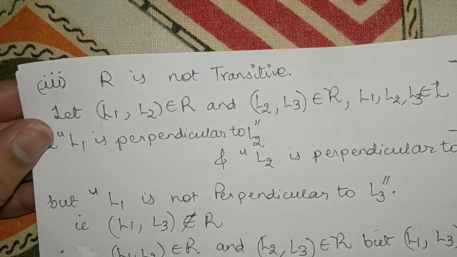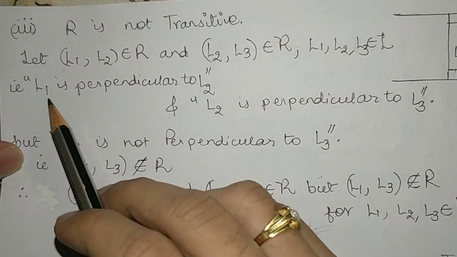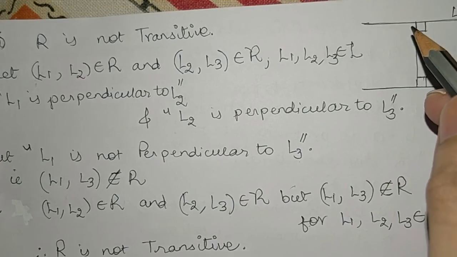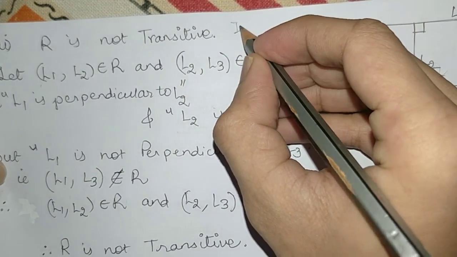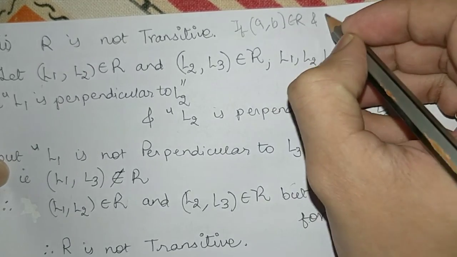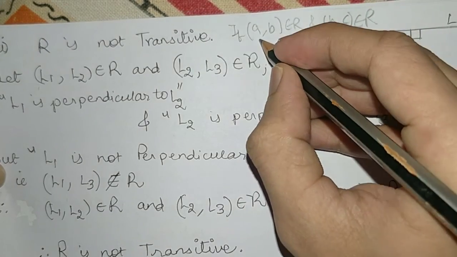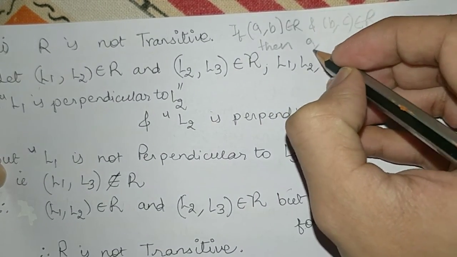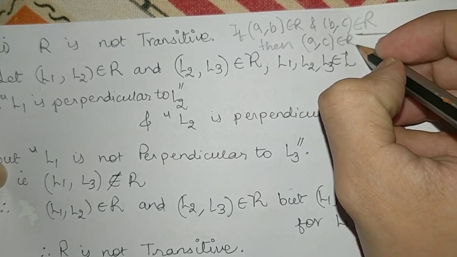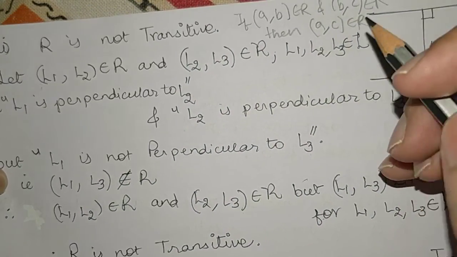Now let us prove that R is not transitive. So what is the definition of a transitive relation? If A comma B belongs to R and B comma C belongs to R, then A comma C belongs to R, for all A, B, C belonging to the set A.